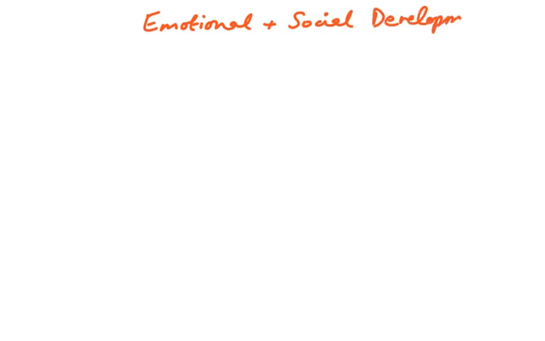Hello everyone. So today we're going to be talking about chapter 6, which looks at emotional and social development in infancy and toddlerhood.